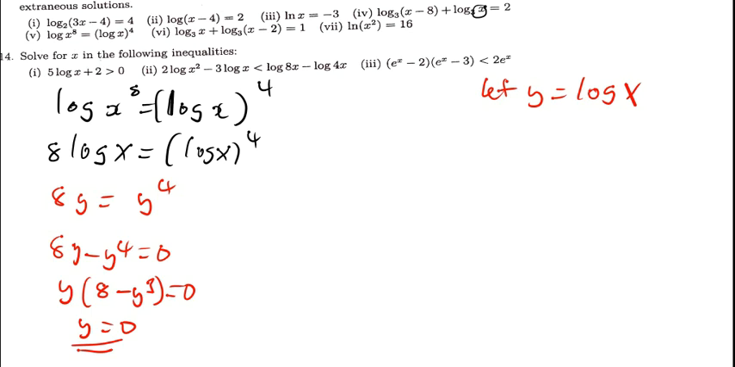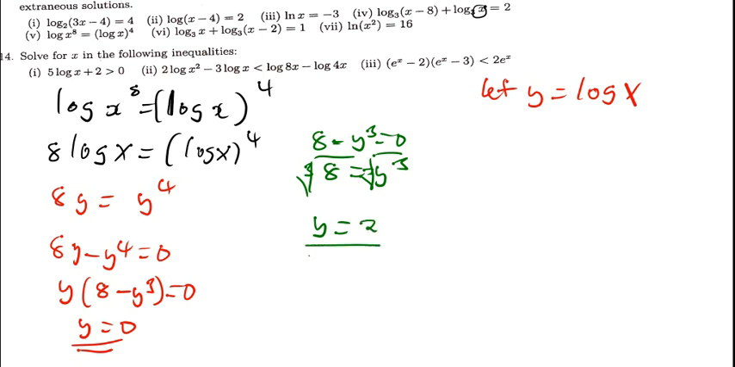The next one is 8 minus y to the power 3 is equal to 0. Shift y to the other side, so 8 is equal to y to the power 3. Now I can get the cube root. If I get the cube root, even here the cube root, so the 3 and 3 will go, therefore y is equal to the cube root of 8, which is 2. So I've got two things.